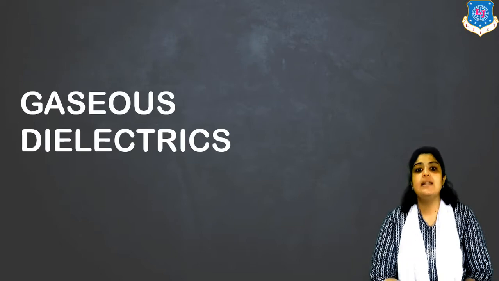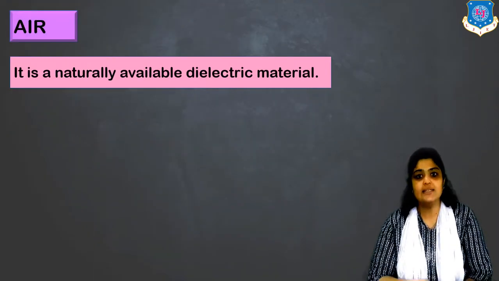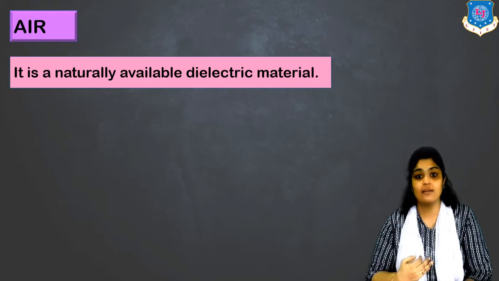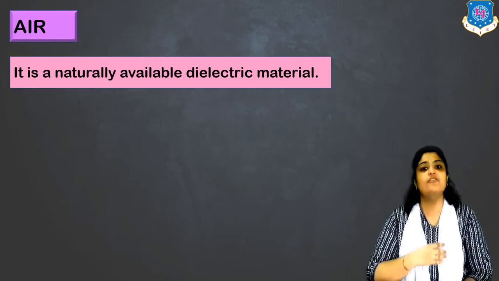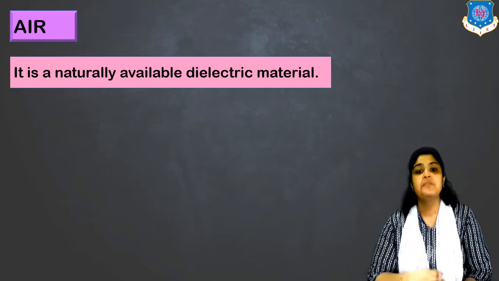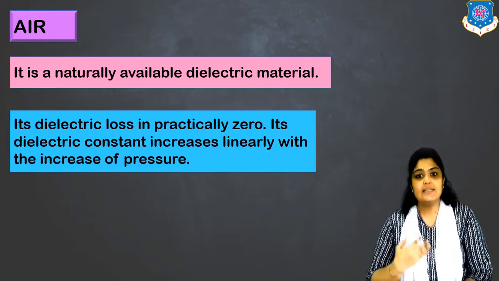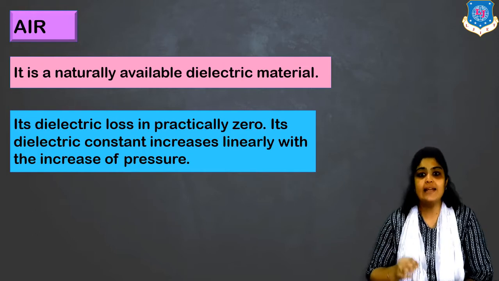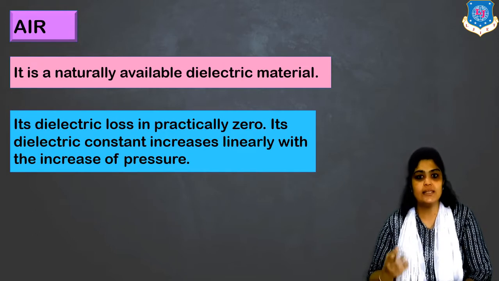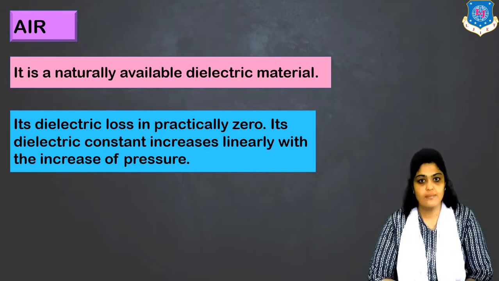Now I will move on to gaseous dielectrics. Let's see which is the first gaseous dielectric we are going to discuss. The first one is air. Air is a naturally available dielectric material available in abundance. This has dielectric loss, I can say practically zero. Its dielectric constant linearly increases with respect to pressure.